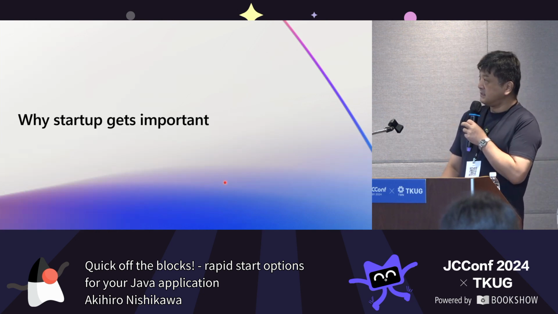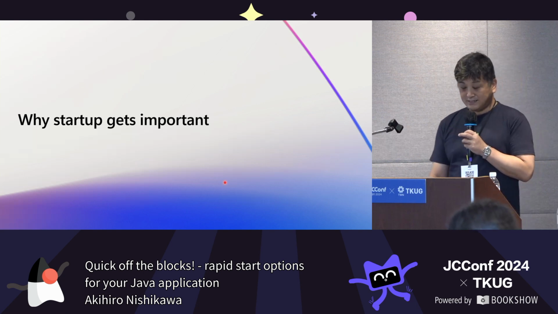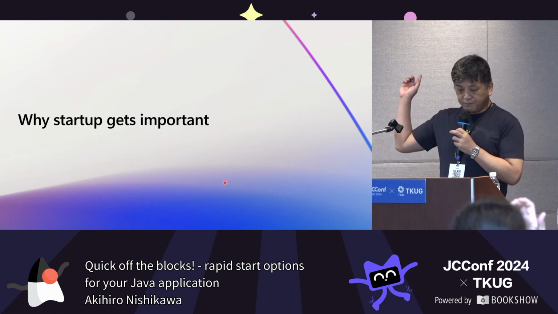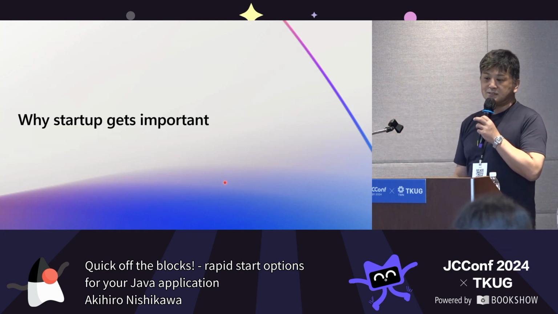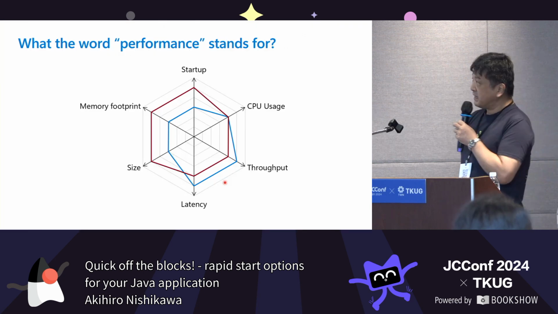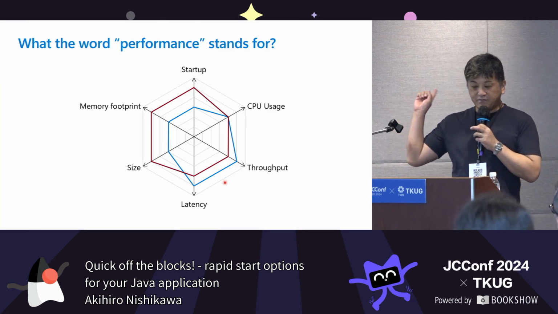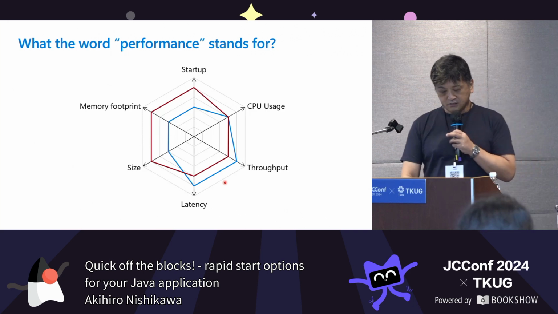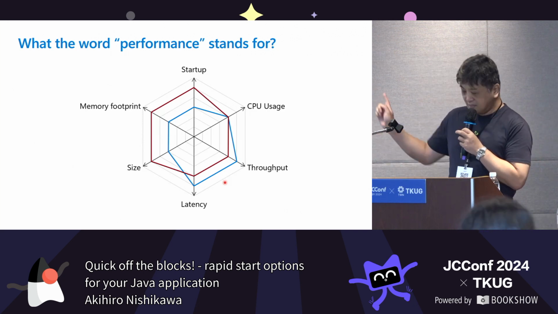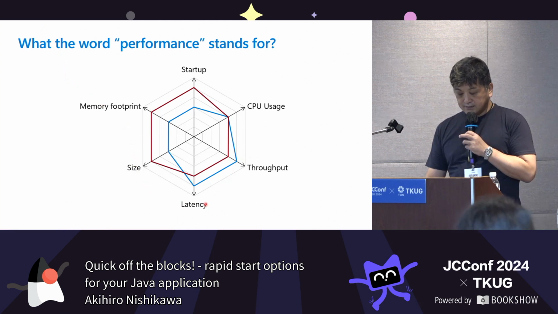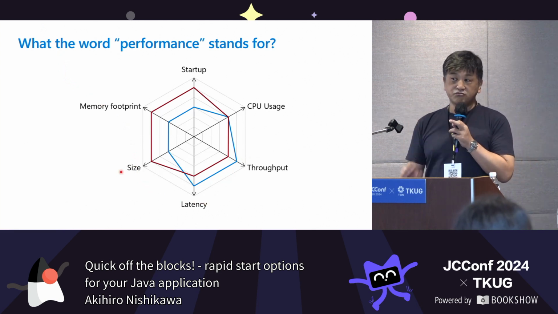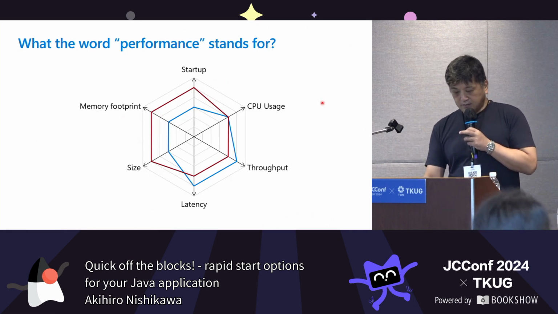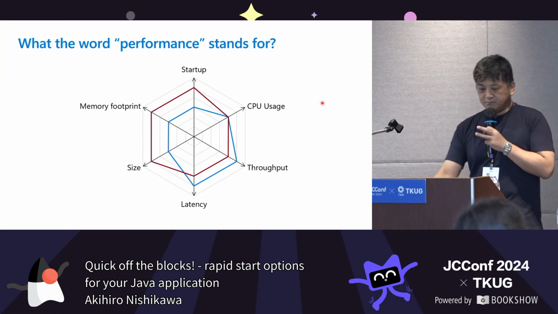Now let me start the main topic of this session. I'd like to ask you a question: what do you think of the word performance? Startup time is one aspect of performance, but there are many other aspects and indicators of performance. For example, throughput, latency, size, memory size, storage size, memory footprint, and CPU usage. So we will focus on startup time.